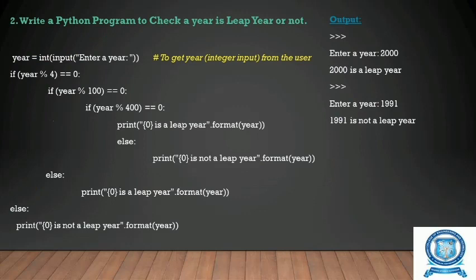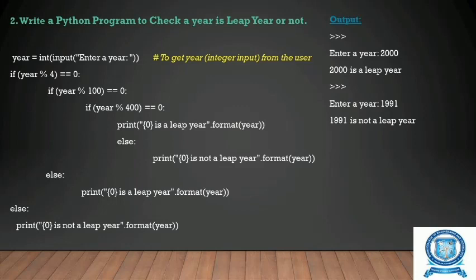Write a Python program to check whether a year is a leap year or not. Here we are getting the year as an input, so year is equal to int of input of enter a year. That year will be stored in the variable year. Then we are going to modulo divide that year by 4. We all know that modulo division will retrieve the remainder value.